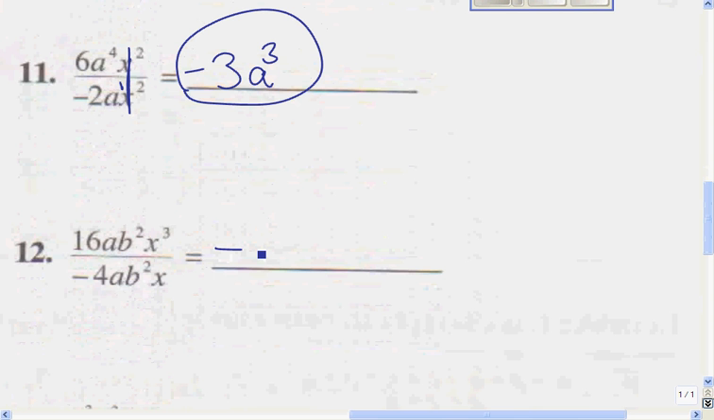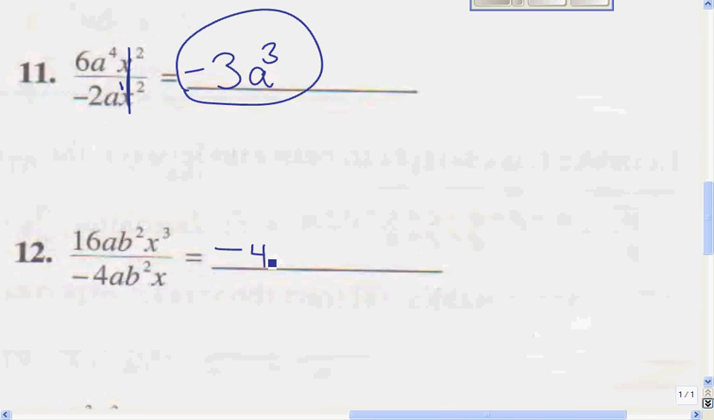Signs are different. My sign is going to be negative. What times 4 equals 16? 4 times 4 equals 16. So my answer is 4. 16 divided by 4 equals 4. The a's cancel out. The b's cancel out. And I've got x to the third divided by x to the first. That gives me x squared, because 3 minus 1 is 2. My answer there.